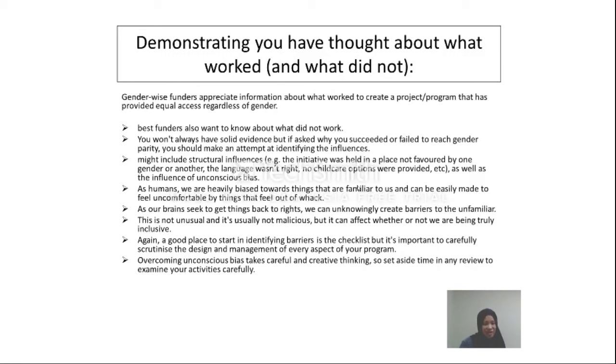As humans, we are heavily biased towards things that are familiar to us and can be easily made to feel uncomfortable by things that feel out of whack. As our brains seek to get things back to rights, we can unknowingly create barriers to the unfamiliar. This is not unusual and it's usually not malicious, but it can affect whether or not we are being truly inclusive. Again, a good place to start in identifying barriers is the checklist that I mentioned earlier.